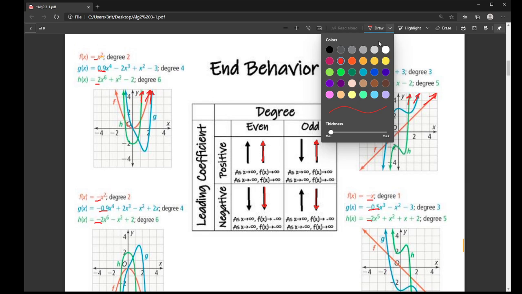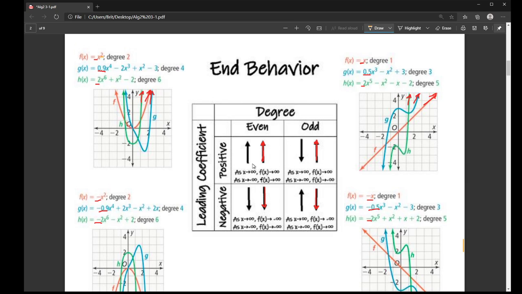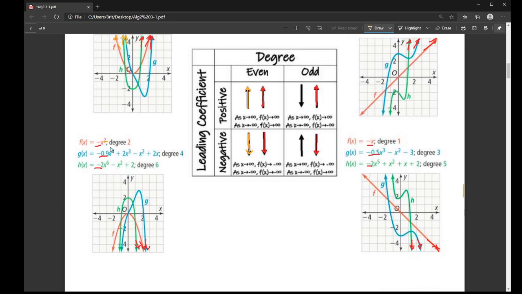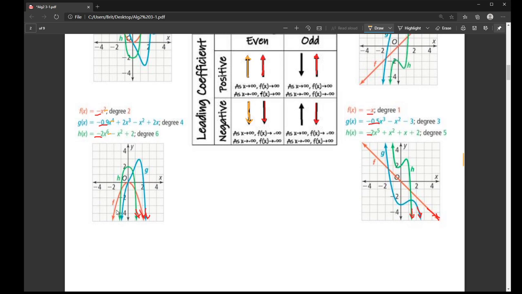So then, to determine what the left-hand side of the graph is going to do, we look at the degree. So if the degree is even, your arrows are going to match. They're going to go in the same direction on the left and the right. So here I have degrees 2, 4, and 6. Those are all even numbers. So the left-hand sides are all going the same direction as the right-hand side went. Again, 2, 4, and 6. The right-hand side went down, so the left-hand side here is all going down.